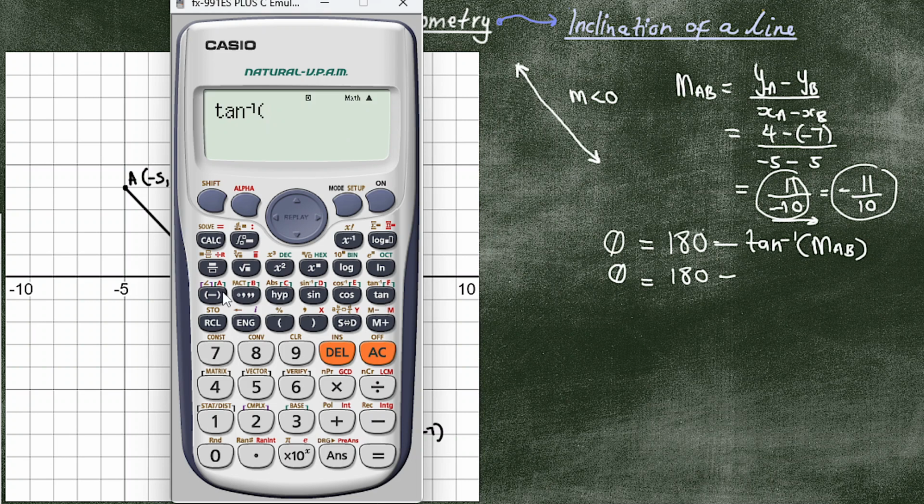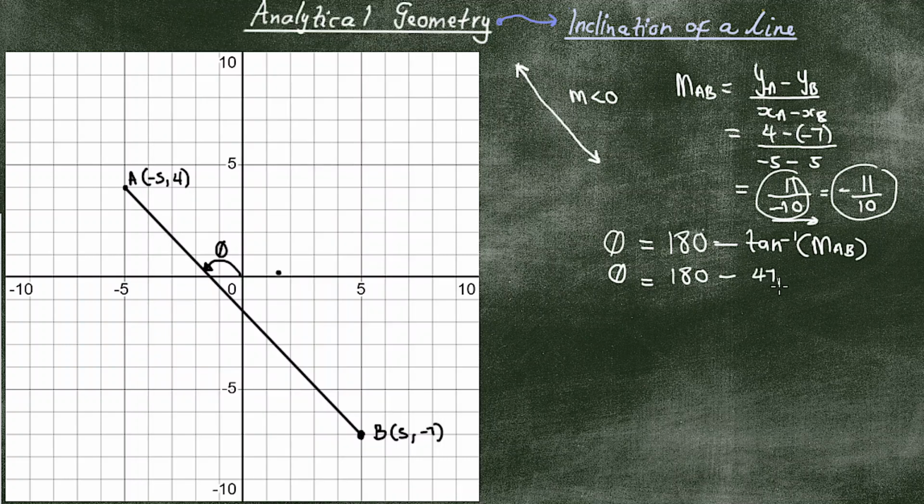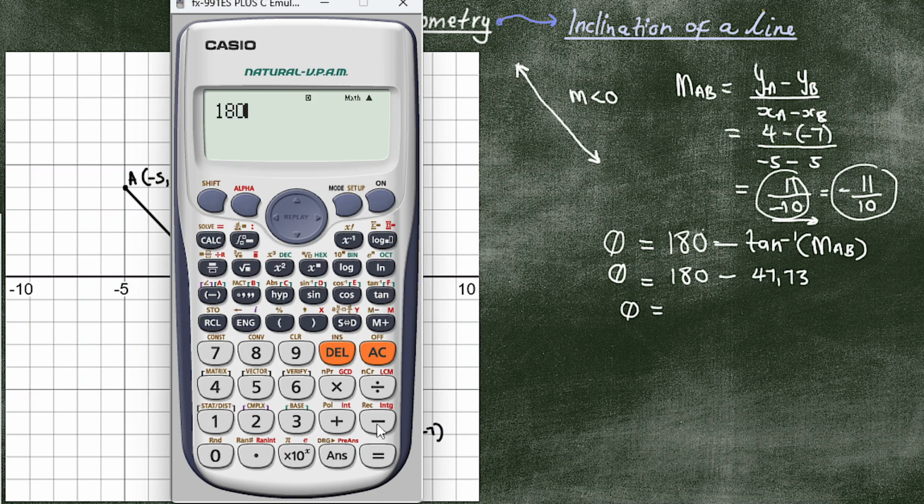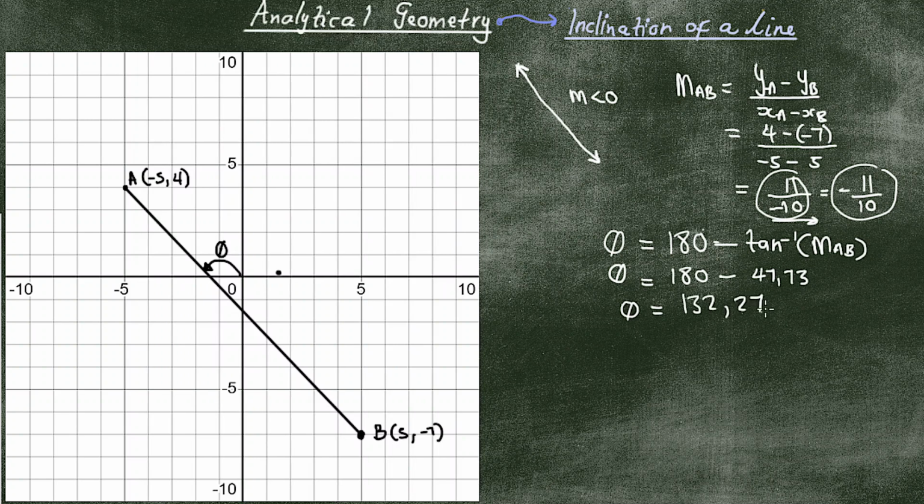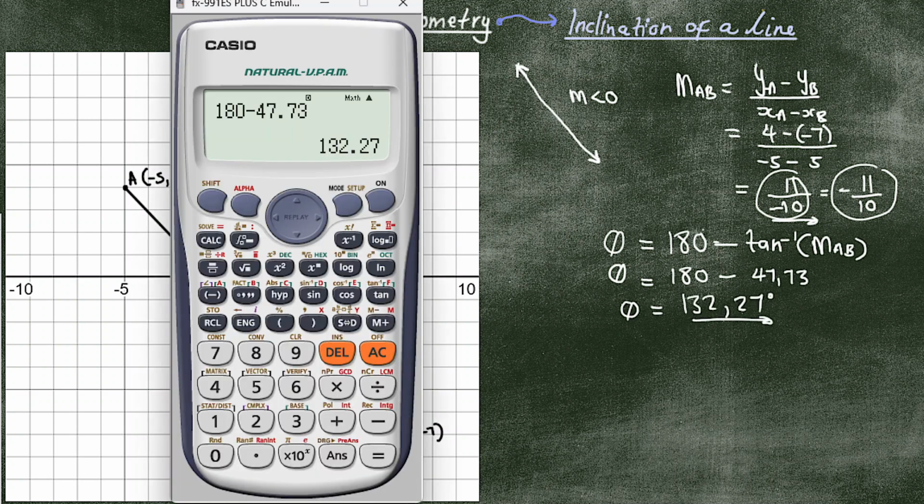So it's going to be arctan. You don't put the negative sign. We substitute the gradient as positive. Yes, the answer is negative, but when you substitute, you use the positive value. So this is equal to 47.73. So theta is equal to 180 minus 47.73. So this is the answer, 132.27 degrees. So this is our answer.